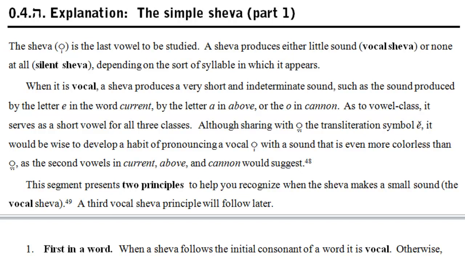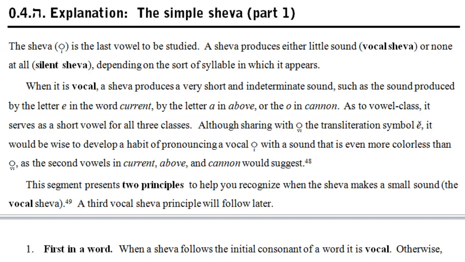Now we come to the part of the unit where we will formally introduce the last vowel, the Shava. The Shava will either produce a small sound, this is called a vocal Shava, or else a Shava will produce no sound at all, called a silent Shava. What makes the difference is the sort of syllable in which the Shava appears.